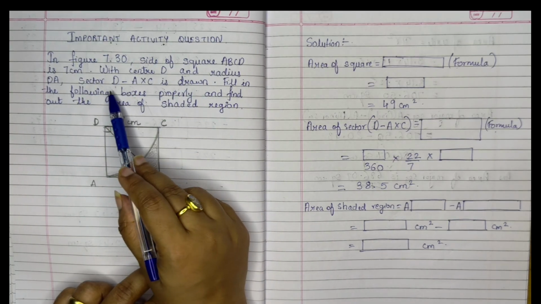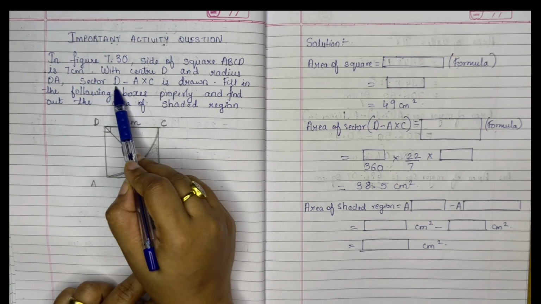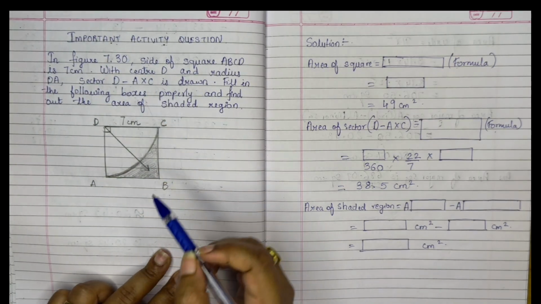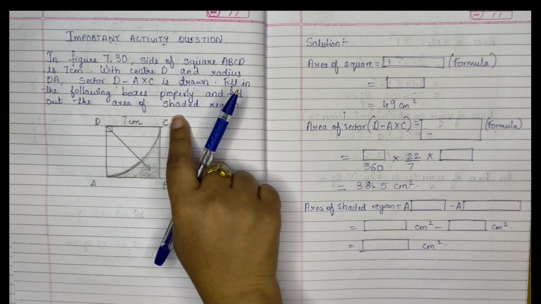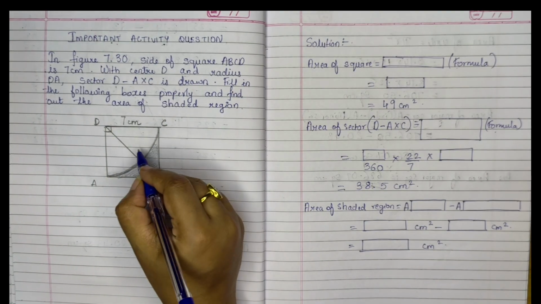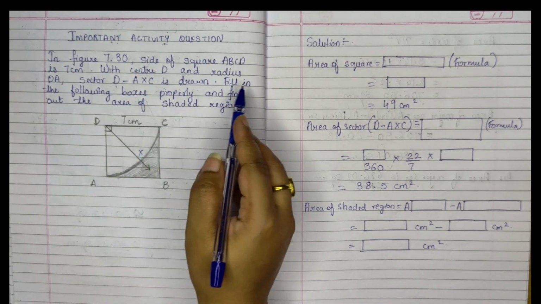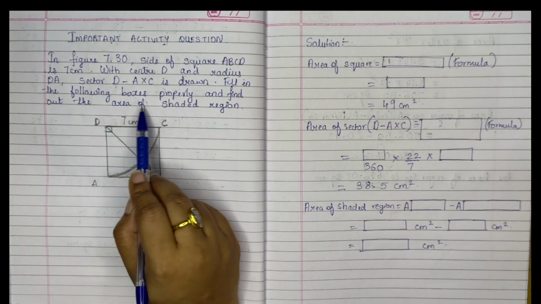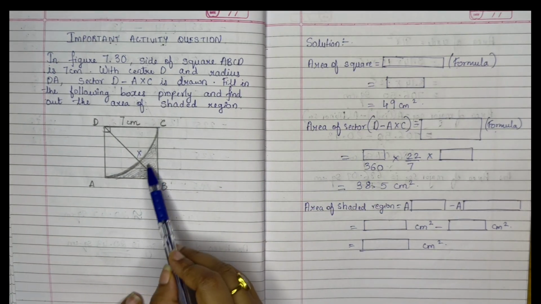Sector, radius DA. DA is the radius. Sector D, that is AXC. This is X, AXC. This part, this sector is drawn. Fill in the following boxes properly and find out the area of the shaded region. So now see, we have to find the area of the shaded region.